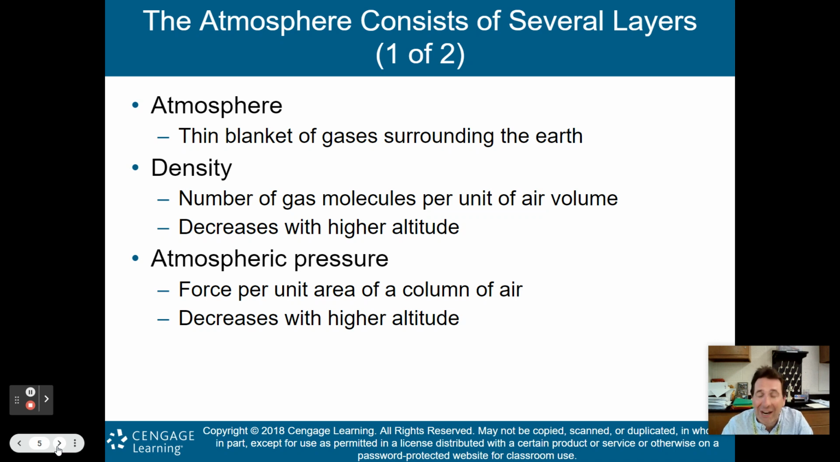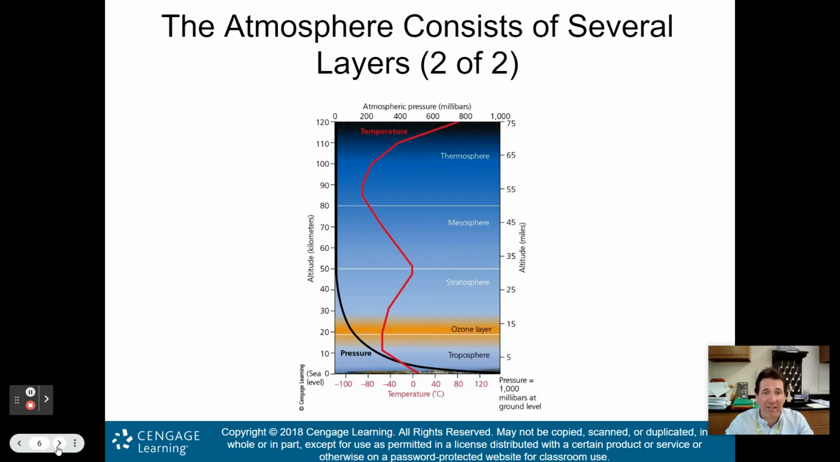Pressure: atmospheric pressure is how much the atmosphere is pushing down on you, the force per unit area of a column of air. And again, it decreases with higher altitude. If you go up, there's less air up there to push down on you, so the atmospheric pressure decreases. This is why if you go high in the mountains, sometimes it's hard to breathe, because there's less air up there than there is down here at the surface.